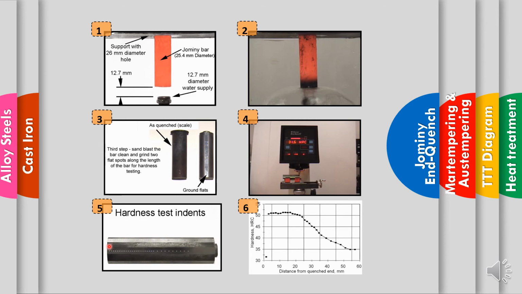Then this is the indent that takes place from the hardness test, and from there it will produce a graph like this, whereby the hardness curve is produced. As you can see, the hardness at a certain length is flat and starts to decrease as the distance from the quench end gets bigger.